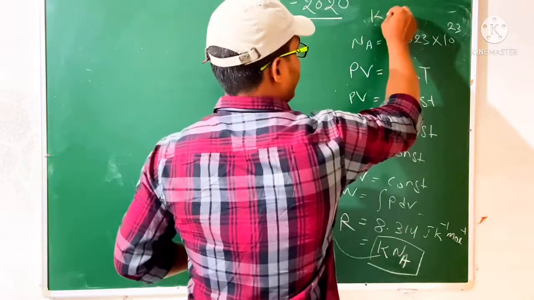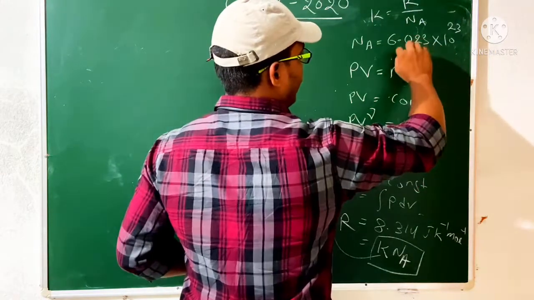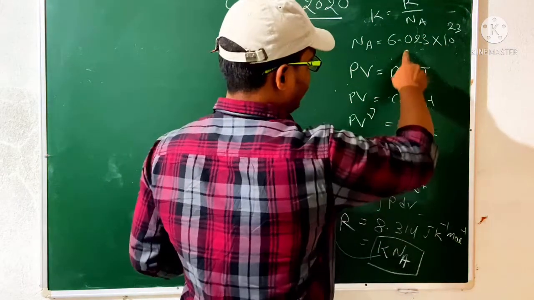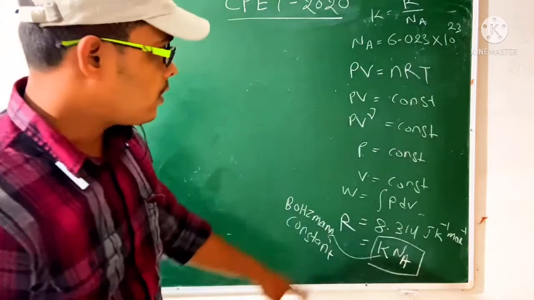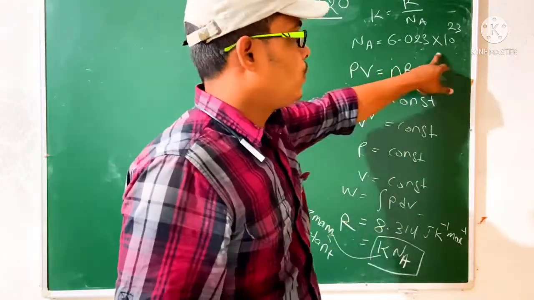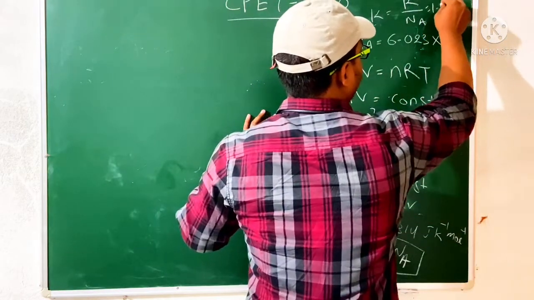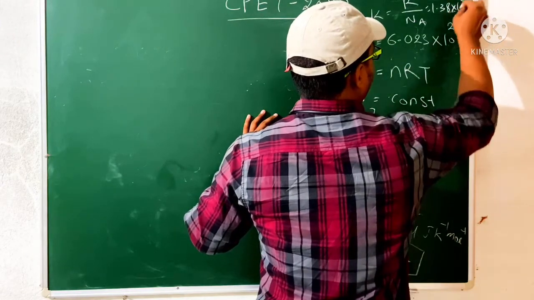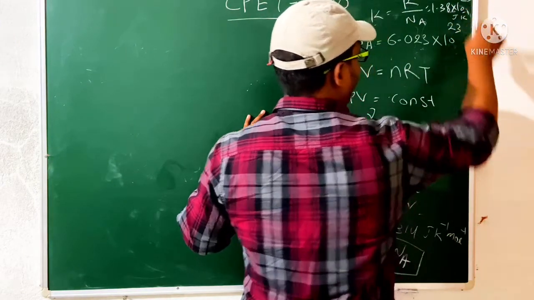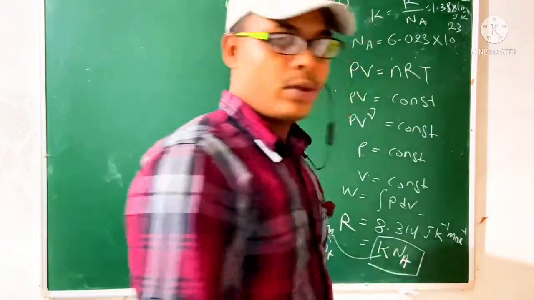So your k, the Boltzmann constant, will be R by Na, and R is 8.314 Joule Kelvin inverse mole inverse, divided by 6.023 × 10^23. So that will be nearly 1.38 × 10^-23, and the unit is Joule Kelvin inverse. So try to remember this.